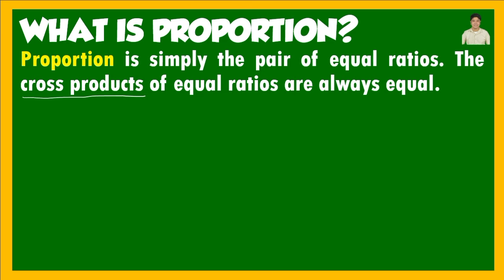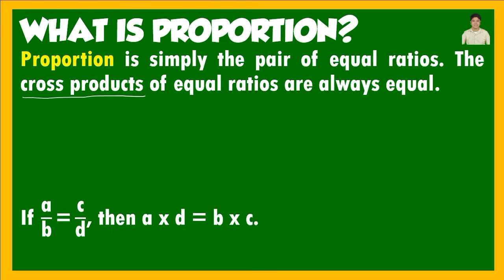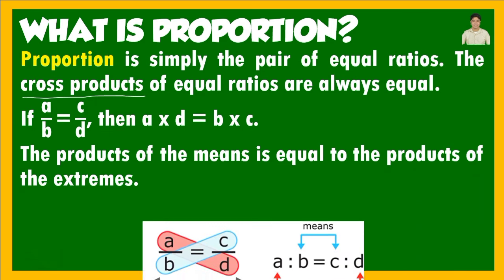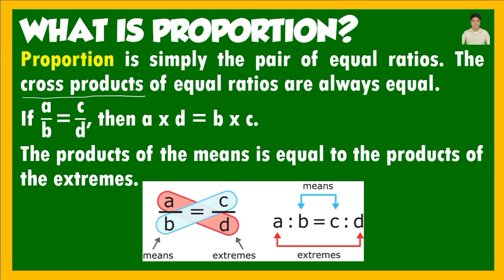Tinignan natin doon kung alin ang mas mataas, alin ang mas mababa, or alin naman dun yung equal. And then meron tayong isang item doon na pareho yung nakuha nating product, which is 84. So, yun. Pwede nating sabihin na proportion sila. So, if A over B is equal to C over D, then A times D is equal to B times C. So, pakita natin yan using an illustration.